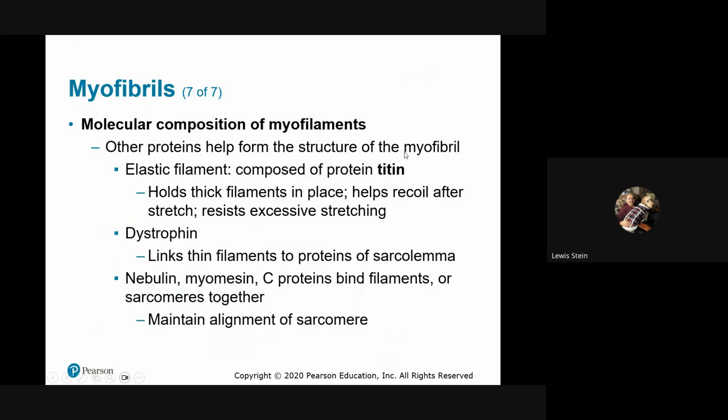Other proteins help form the structure of the myofibril. The elastic filament, the titin, holds the thick filaments in place. It allows recoil and resists excessive stretching. Okay, we're not done yet. This is very famous. They named this because of what it does. They call it dystrophin. It links the thin filaments to the proteins of the sarcolemma.